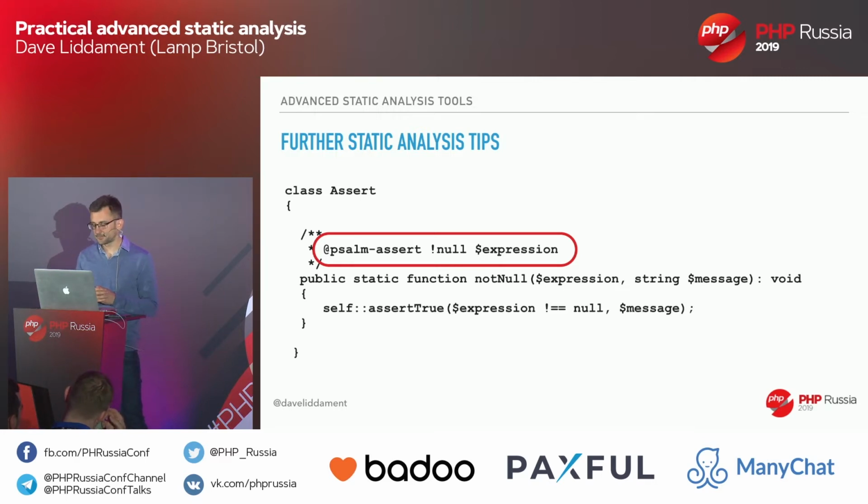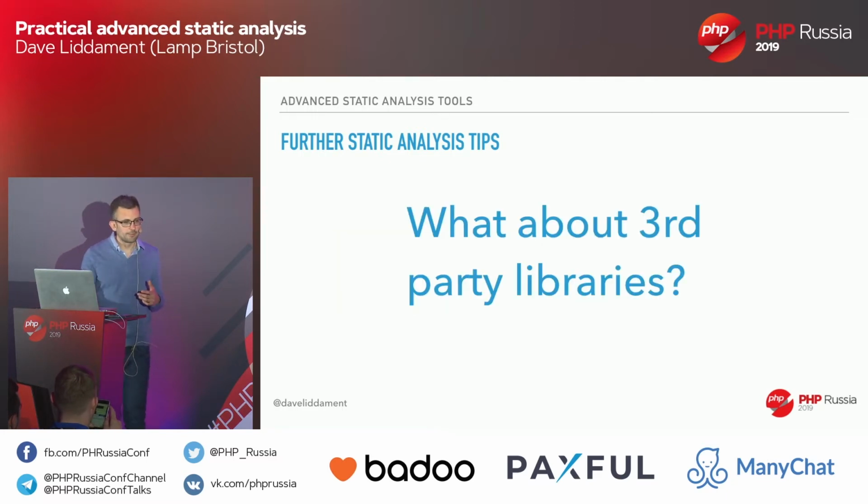isn't met. And you might say, well, that's all very well, but I'm not going to rewrite my own assertion libraries because there are perfectly good assertion libraries out there, like WebMozart assert. So how do I get Psalm to understand these other third-party libraries, especially if those third-party libraries don't have the Psalm-specific annotations on them, and it is fair enough that they don't.